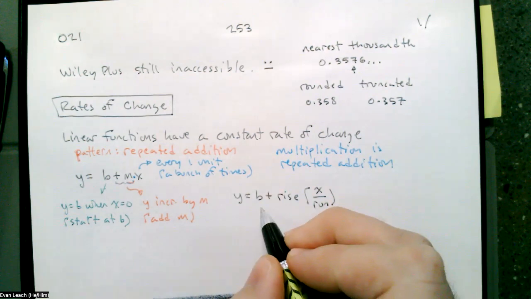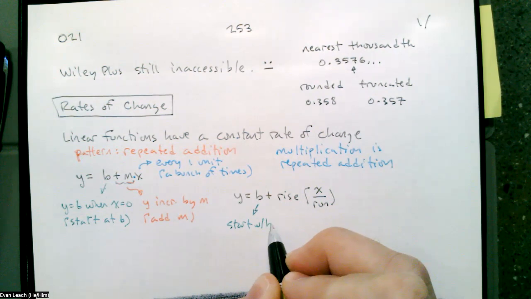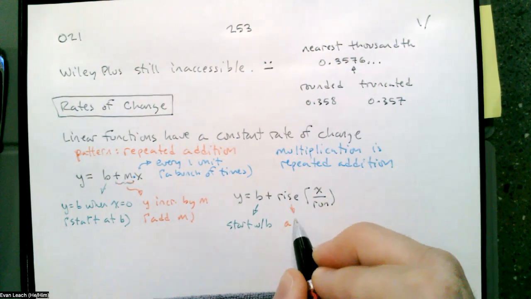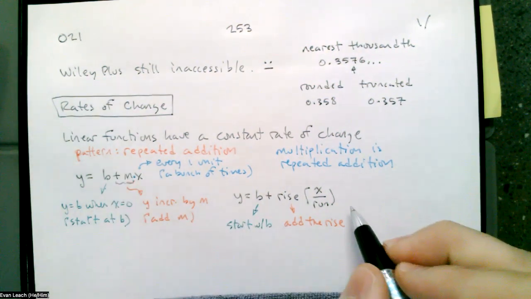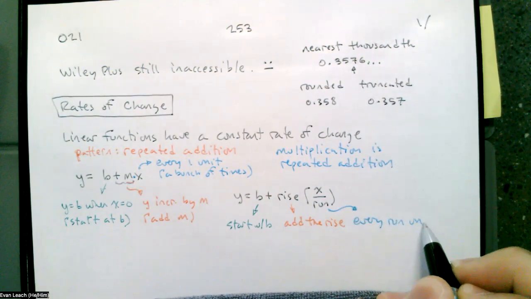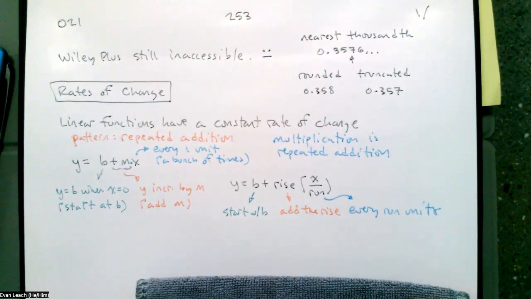Start with b. Add the rise every run units. Start with b, add the rise every run unit.